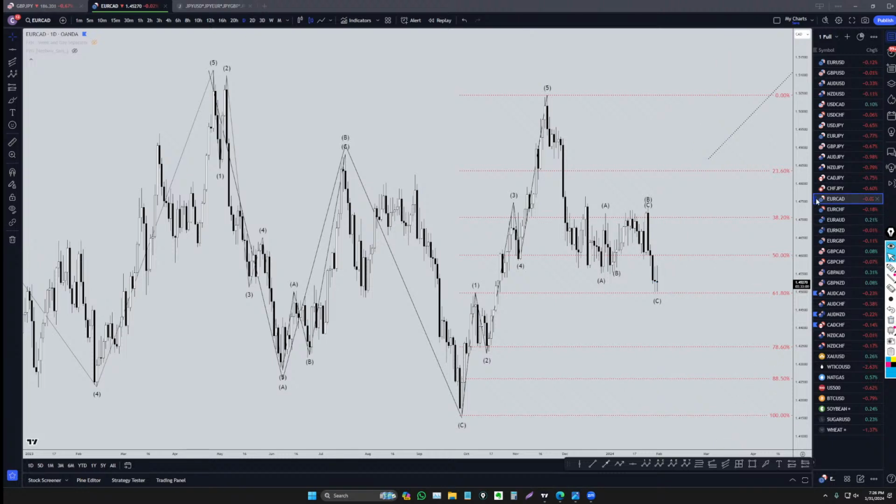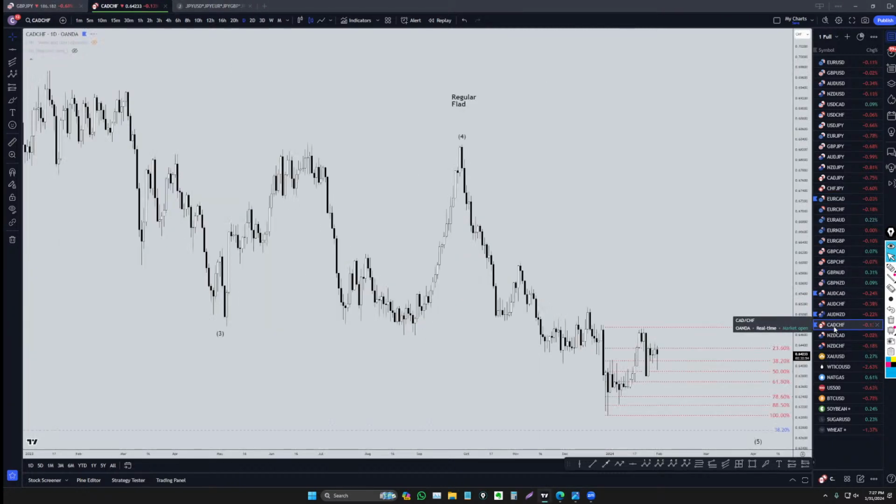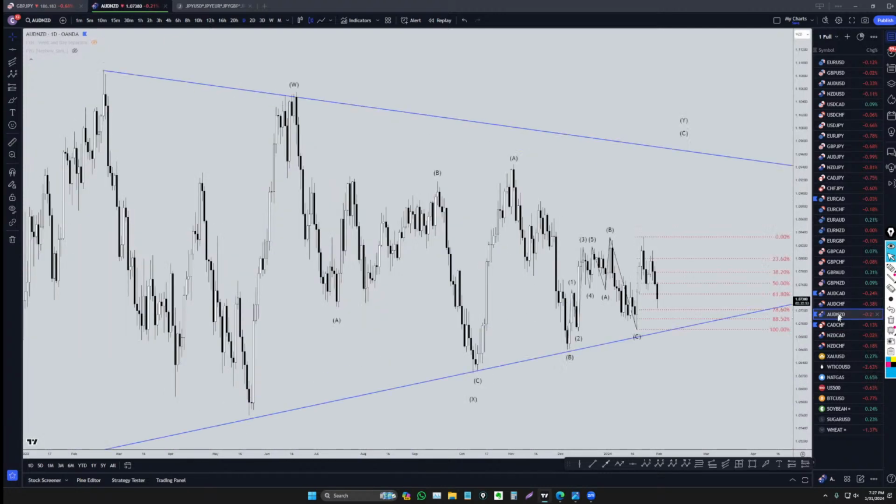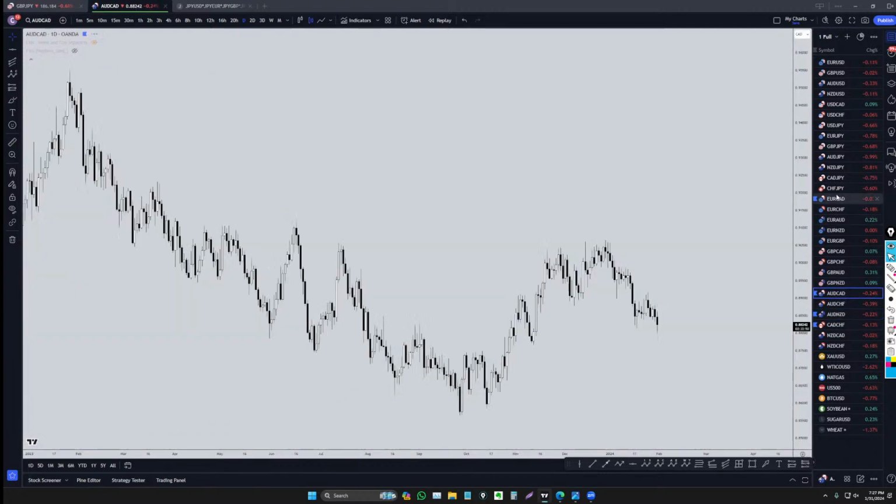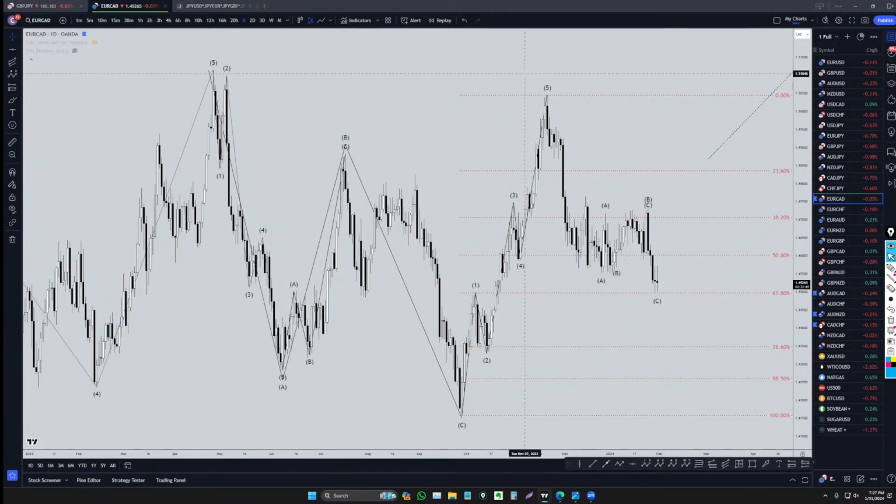So the Euro CAD, you can tell I got a little blue flag on here because I'm watching it like a hawk. The Aussie CAD I'm watching closely too, and a few of these other things I'm definitely watching. The Aussie Kiwi is another one I'm watching like a hawk, outside the dollar and the Kiwi pairs.